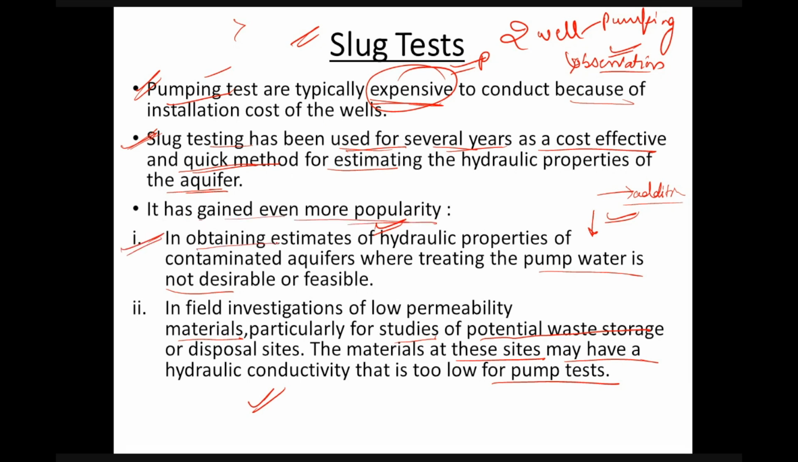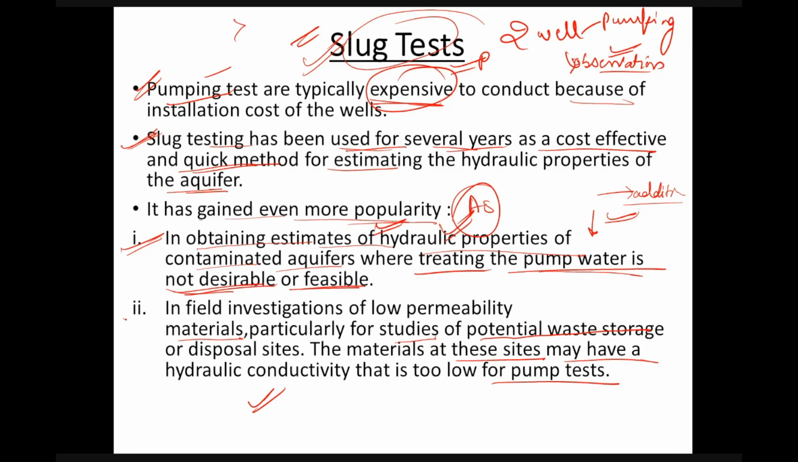First, because it obtains estimates of the hydraulic properties of a contaminated aquifer where treating the pumped water is not desirable or feasible. Generally, if we conduct a pumping test in an aquifer where the water is contaminated, then if we extract some amount of water and have to put it back into the aquifer, we have to treat the water. Let's say we have some arsenic contamination within this aquifer. In that case, the slug test method is more popular, because we don't have to take out the water from the aquifer.